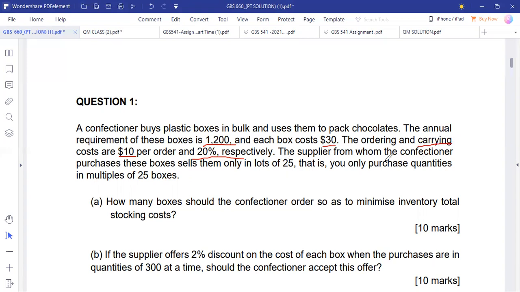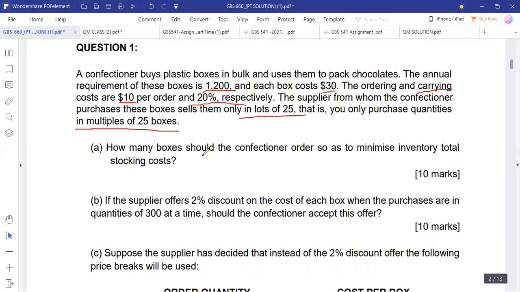Now, the supplier from whom the confectioner purchases these boxes sells them only in lots of 25, meaning that they can't sell anything less than that. They are selling in batches of 25. It's more like multiples of 25, meaning that we can go for 25, 50 boxes, or 75 boxes, or 100 boxes, or 125, in multiples of 25. That is, you only purchase quantities in multiples of 25 boxes. That is indicated here.